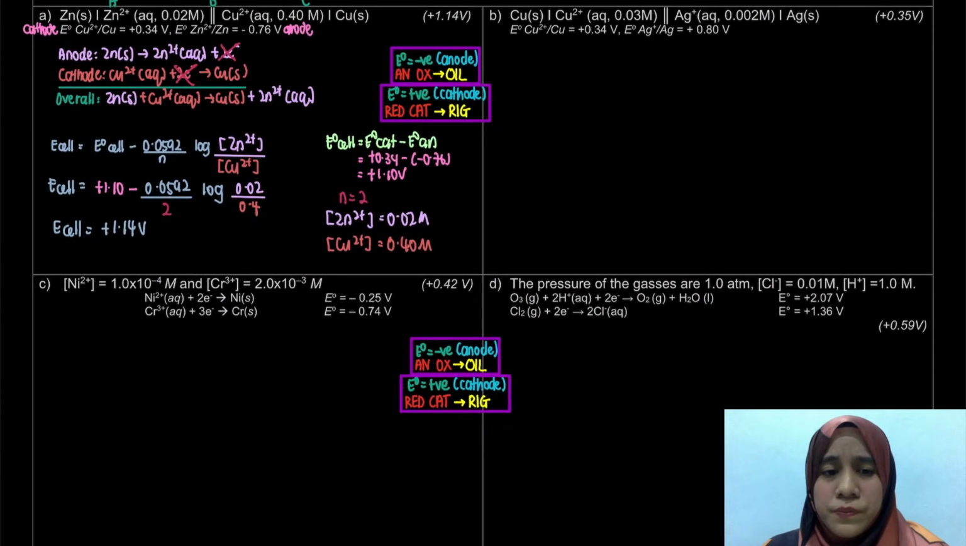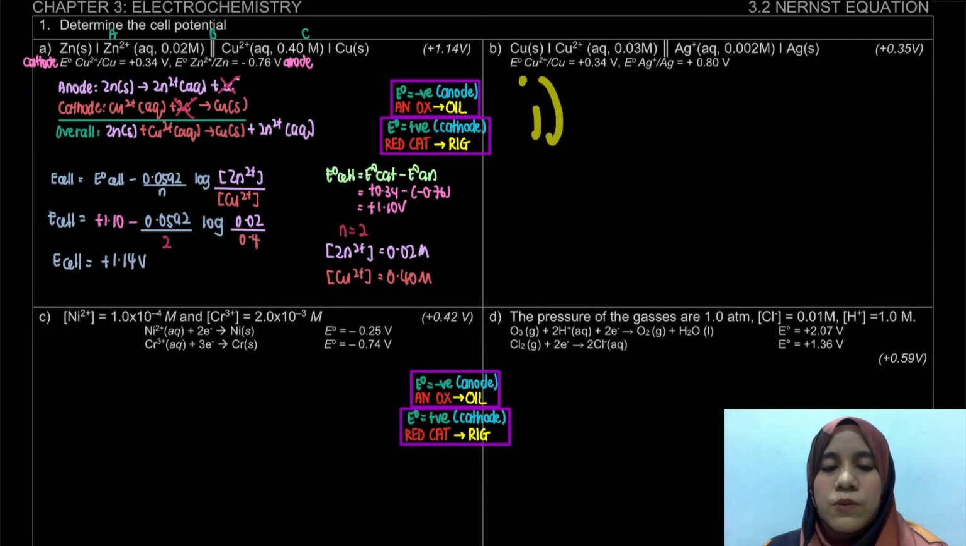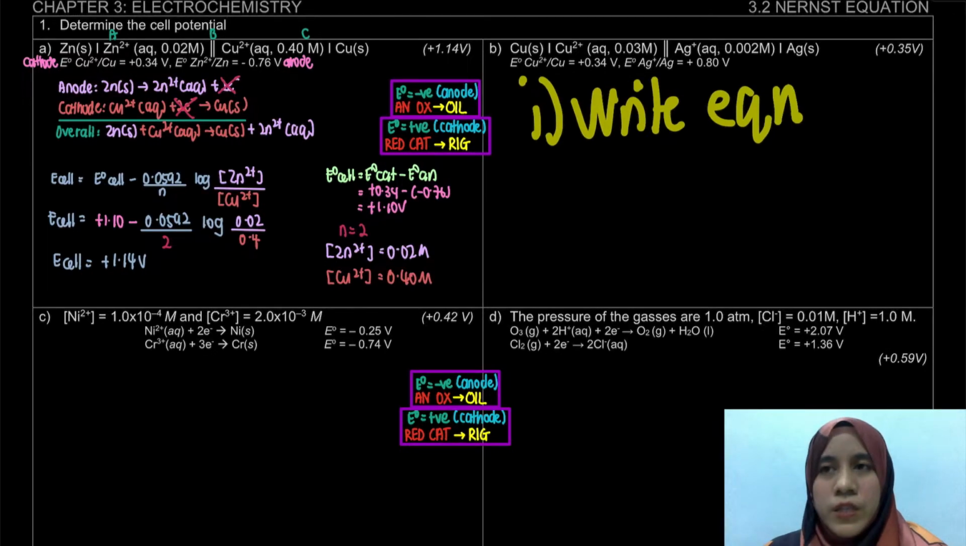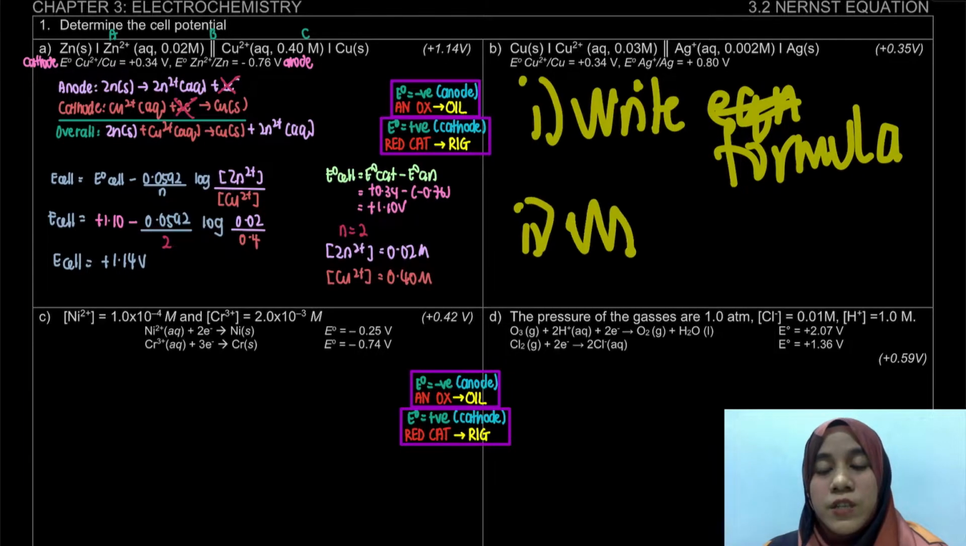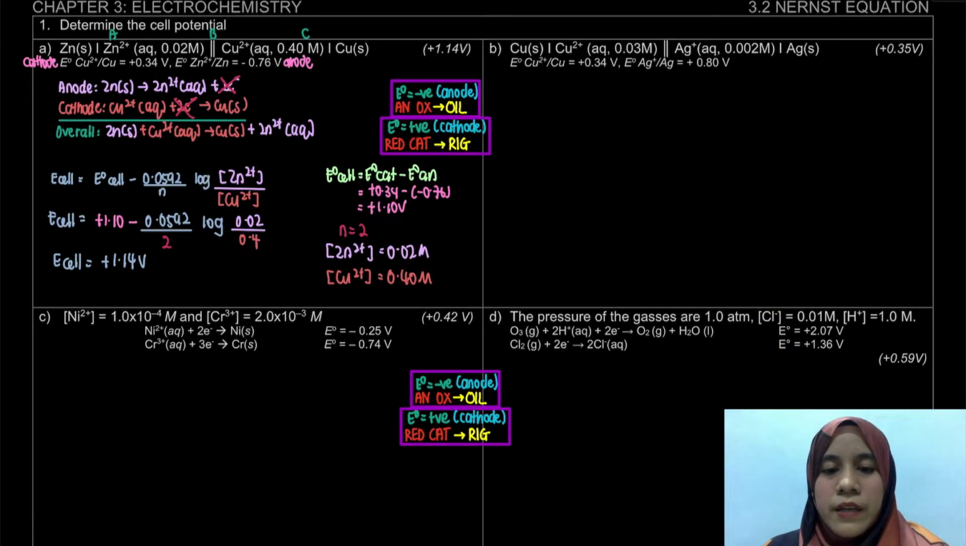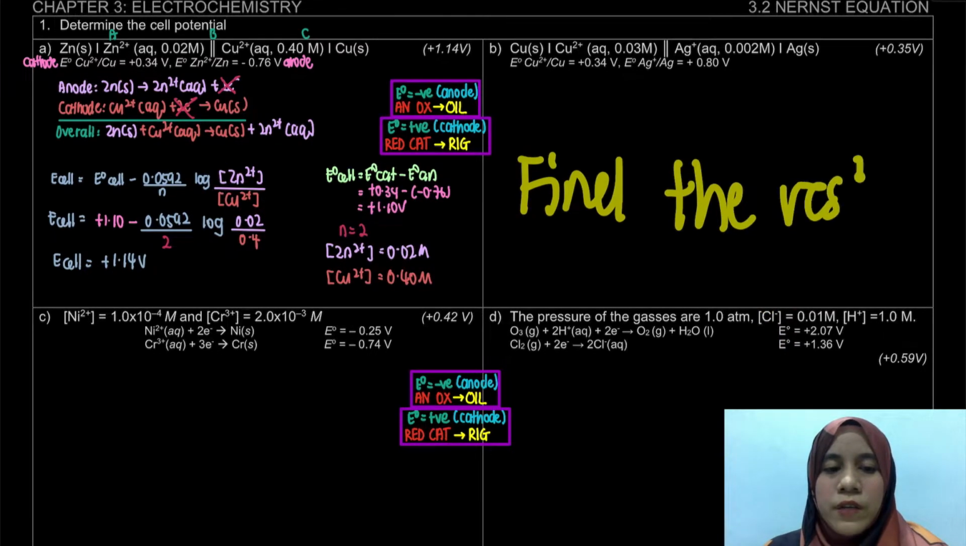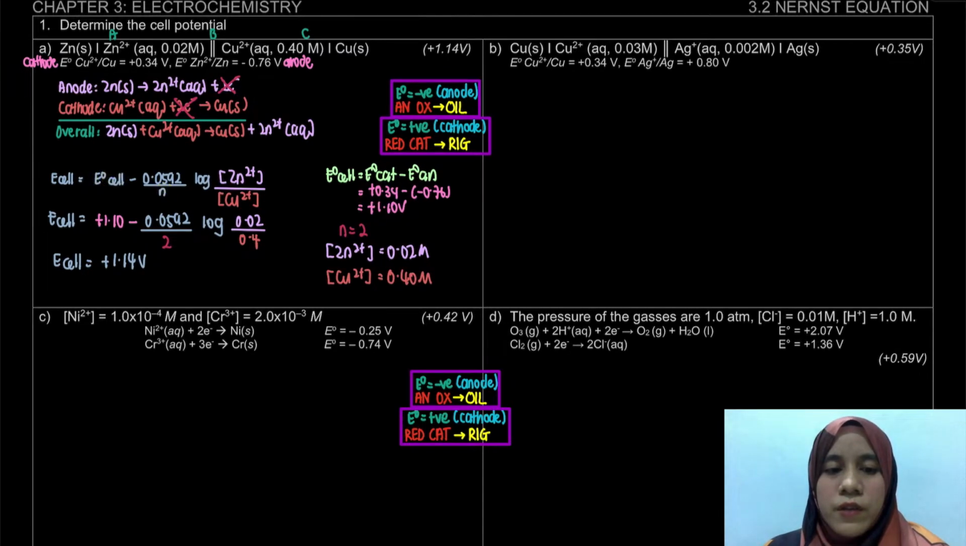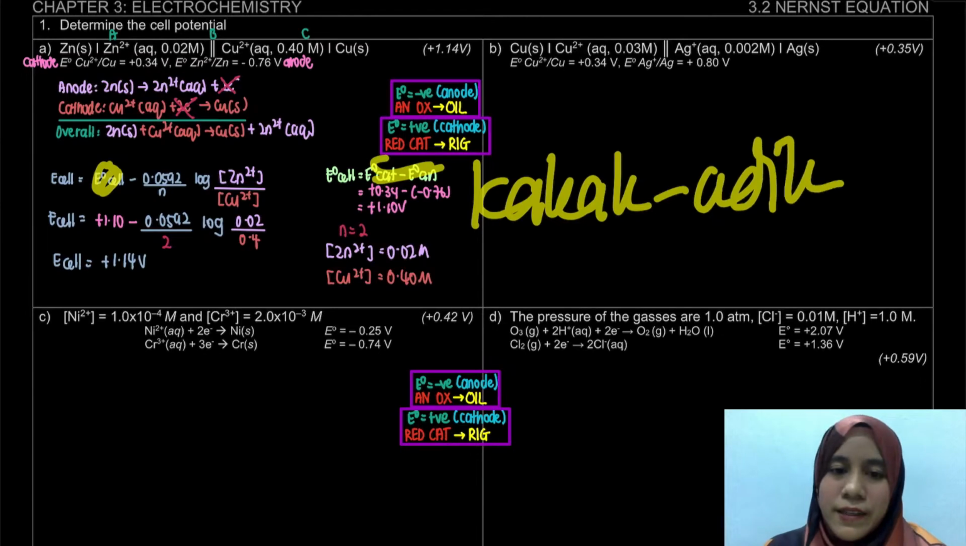So from here, how do we answer this? First, write down the formula. When you write down the formula, then you have to write down the equation to fill out your formula itself. What is Q? Product over reactant. Once you have written down the formula, you can find out the rest, which is E naught cell, kakak tolak adik.